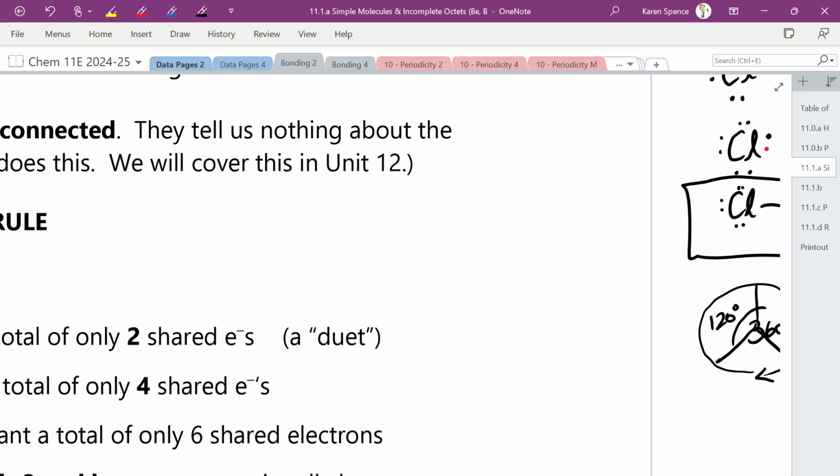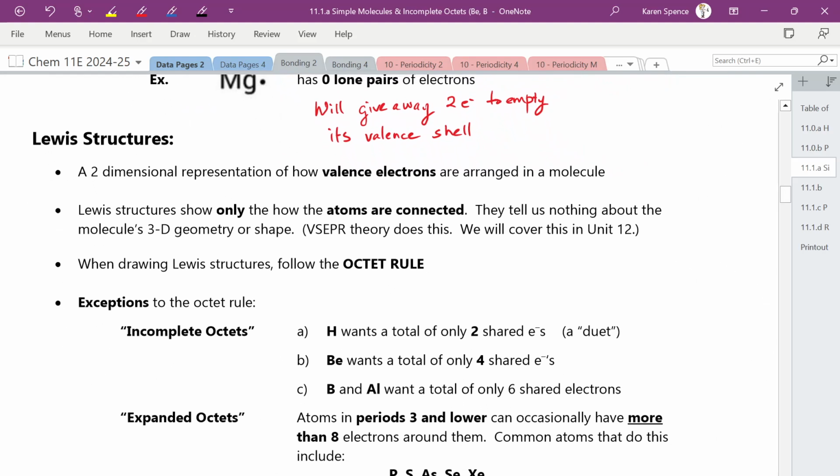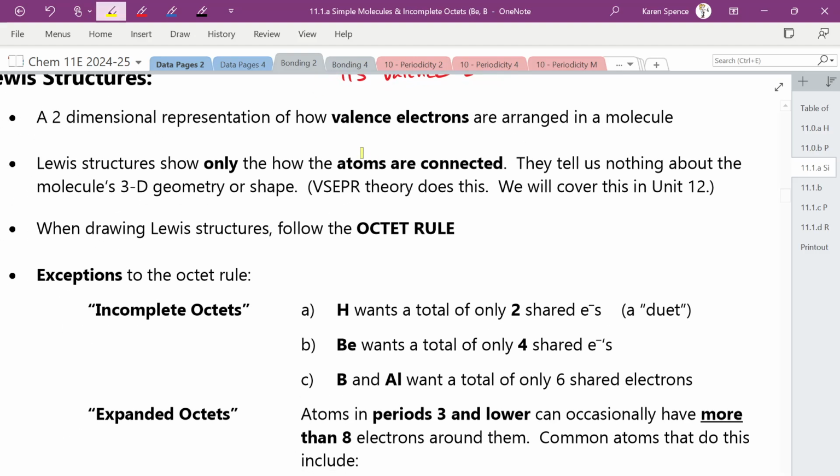Okay, so let's hop back over here. So Lewis structures, always remember that they only show the valence electrons. They only show how they are connected. They do not show the 3D geometry. We have to consult our geometry table to figure out what their shape is. And eventually, hopefully by sometime shortly after Christmas, you won't have to consult your geometry table anymore. Okay?